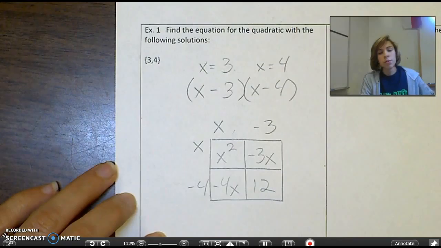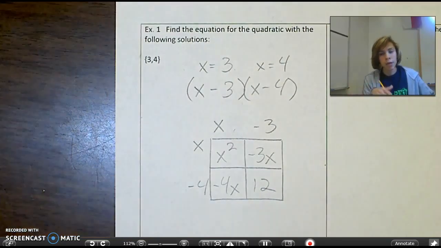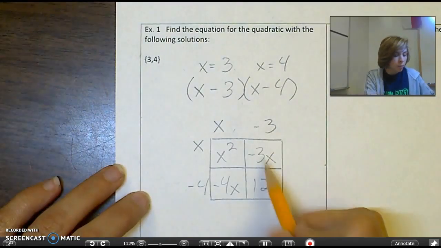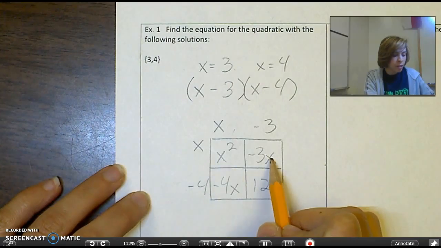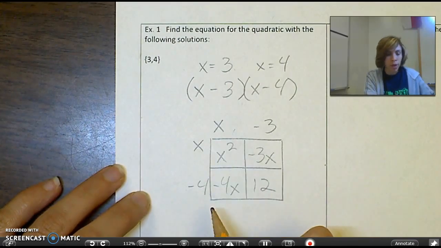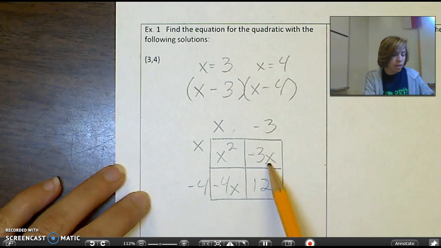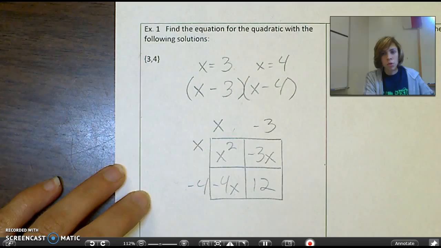Okay, so if you remember doing the box method, you're going to combine your like terms. So this x squared and this constant, those aren't like terms, so those can't be combined. But these two, since they have the same variable and the same power, they're going to be like terms, so you can add those together.